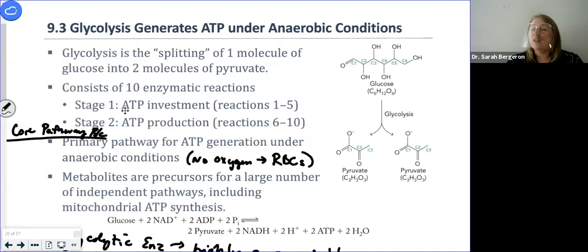All of the reactions can be divided into 2 subgroups, stage 1 and stage 2. Stage 1 is called ATP investment. You have to think about it, right? Our whole goal of glycolysis is to make energy, and then we have these byproducts that we can use to make some more energy. But in glycolysis, you have to put a little bit of energy out to get a little bit more produced. So we have an investment, and then we have a payout. The payout is in stage 2, where we're going to actually make ATP.